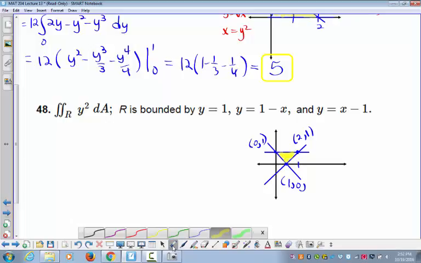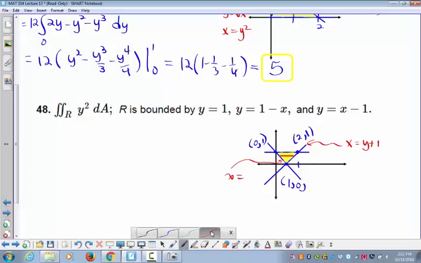Horizontal or vertical? Horizontal. If you did it vertically, you could, but you're going to have to break it into two parts. All right, so we have to identify the left and right boundary curves. Let's go with the right boundary curve first. That's the one with the y-intercept of minus 1. That one right there is going to be x equals y plus 1. And the other boundary curve, the one on the left, has the y-intercept of plus 1. Solving for x gives x equals 1 minus y.